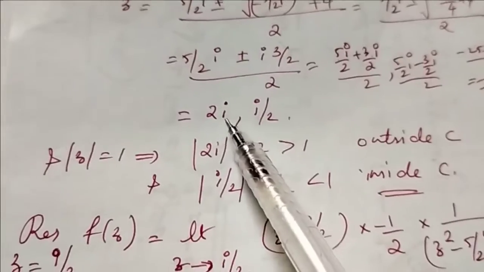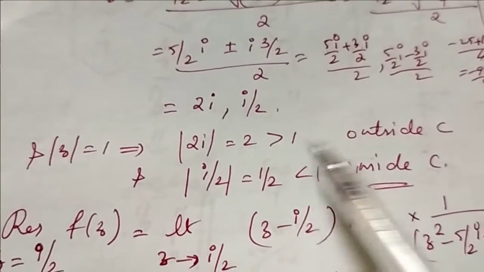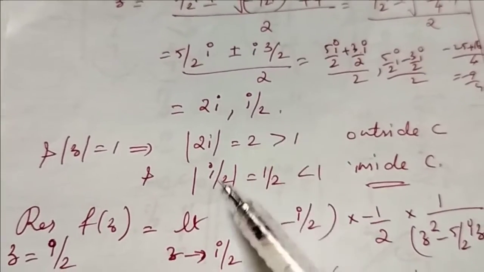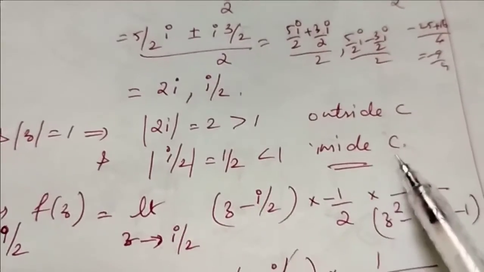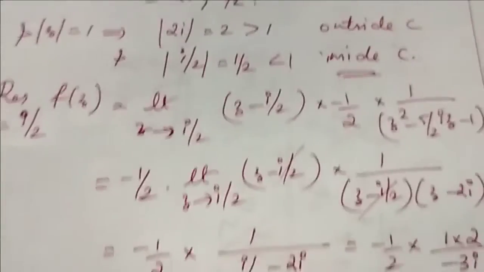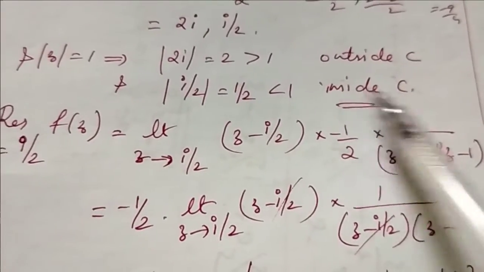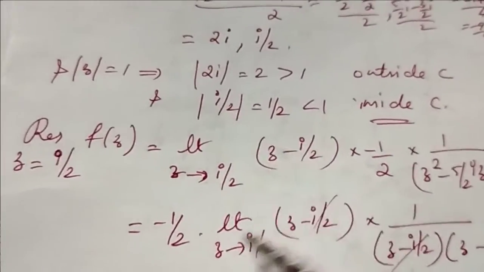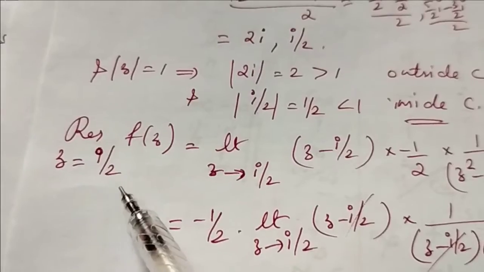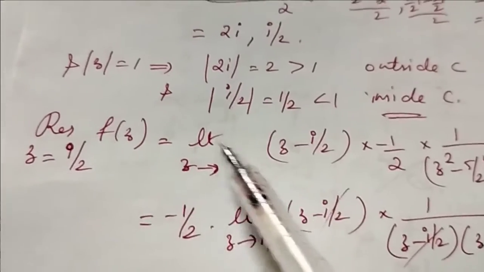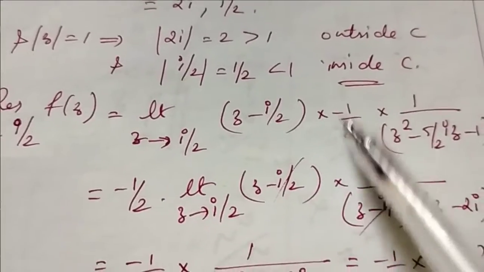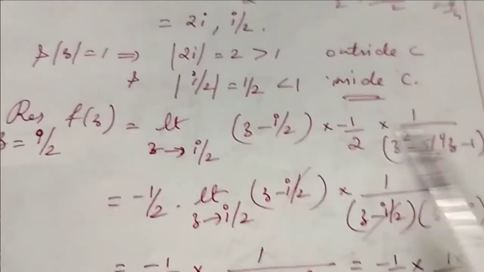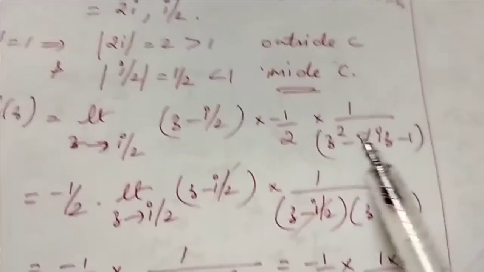So here the circle's modulus is equal to 1. So z equals 2i, its modulus is 2, which is greater than 1, so it lies outside. And z equals i by 2, modulus of i by 2 is 1 by 2, which is less than 1, so it lies inside C. So to find the residue, the singular point lying inside C is i by 2. So finding the residue at z equals i by 2 of f of z, its formula is limit z tends to i by 2, z minus i by 2 into the function.